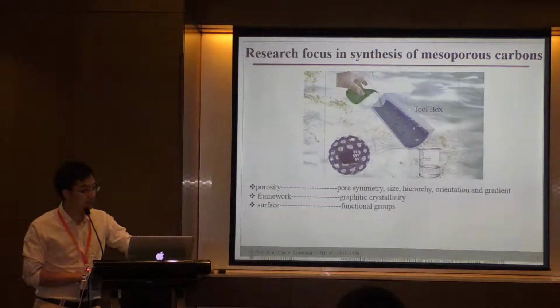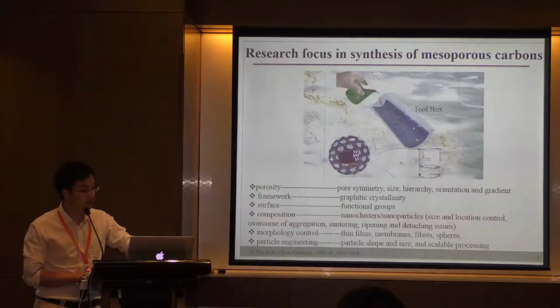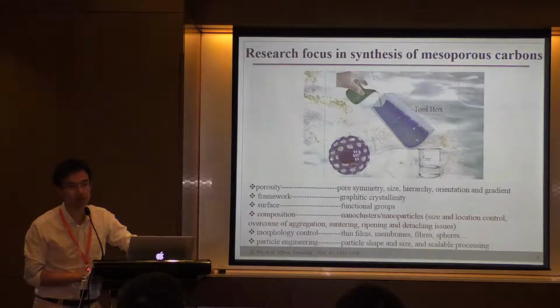And recently there are many research hotspots in carbon materials. I think this is a summary of what we are doing in this area. The first one is that many people are interested in controlling the porosity. Nowadays the symmetry, I think, is very mature. We can get a lot of symmetries, but the size, hierarchy, and the pore orientation or gradient is a very hot research area to control, especially getting hierarchical mesopore and micropore materials with designed orientation and pore gradients from inside to outside.